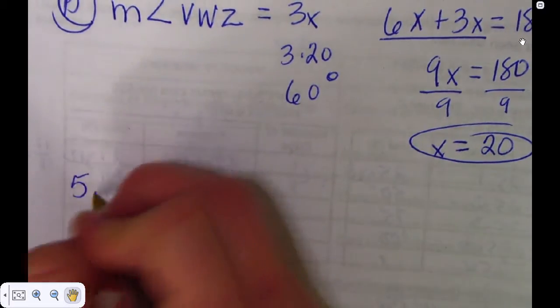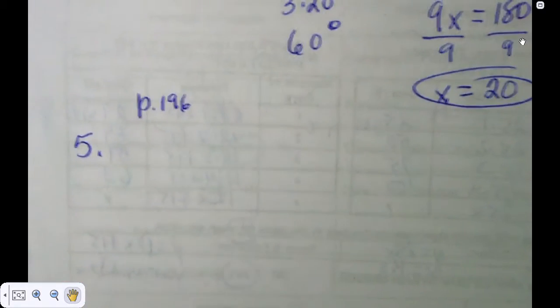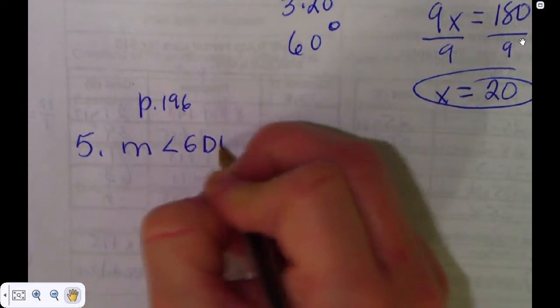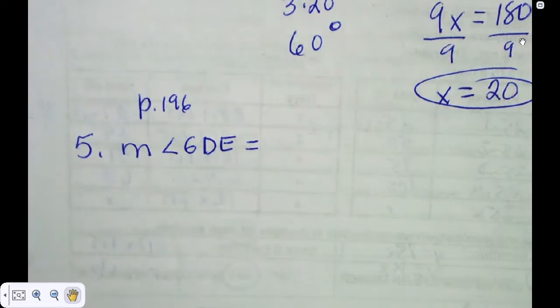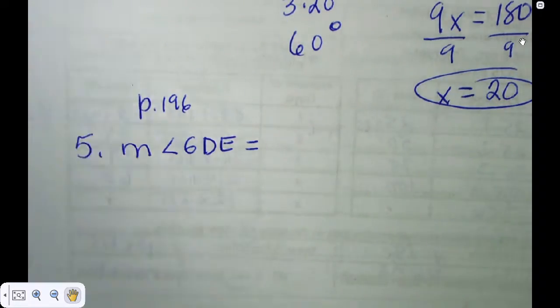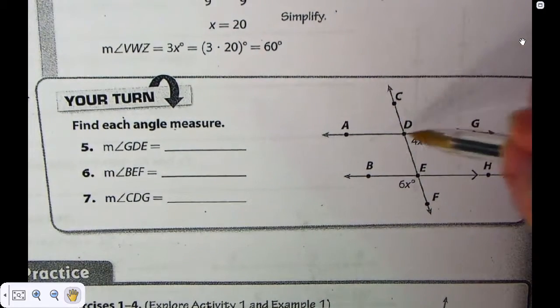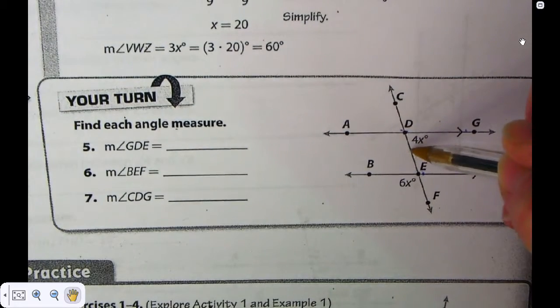Skip a line and put page 196, number 5. We've got to find the measure of GDE. Okay, so let's go find GDE. Guys, I find kids every year that know how to get the measure, but they don't know how to read the angle. So you've got to know what you're trying to find out. So I'm doing GDE, which is what? 4x.